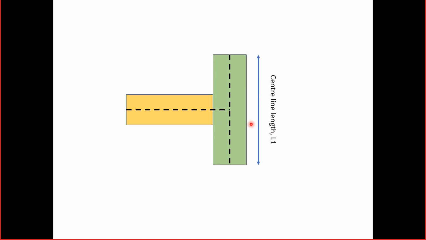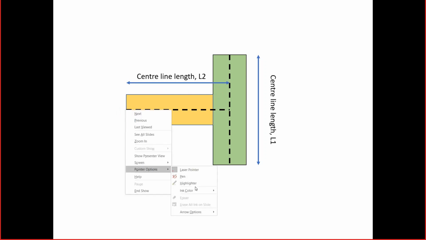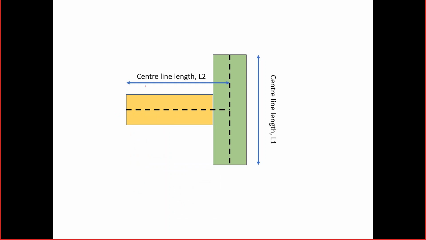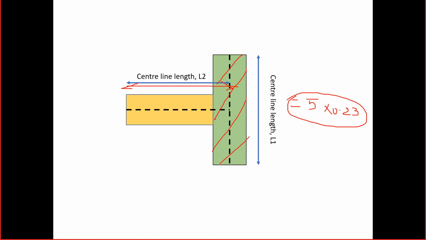But when you look at the centerline length, this is the total centerline length, and I've already constructed the wall. And when you look at centerline length 2, this is the centerline length 2, starting from here to here. When such is the case, I have already considered this area. Let me say this is 5 meter length into 0.23. I have already considered this whole area. 5 into 0.23 means this is the total area. I have already constructed it.